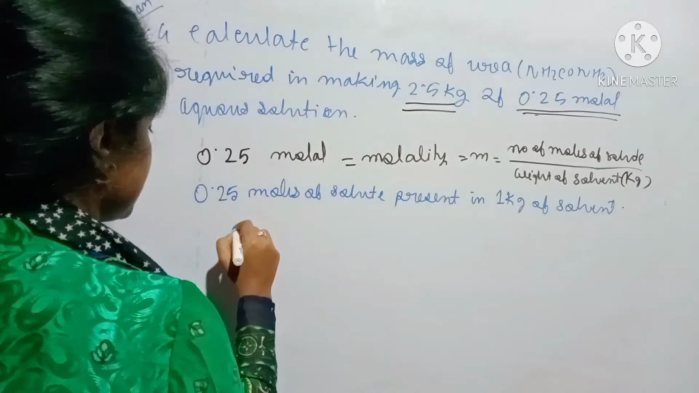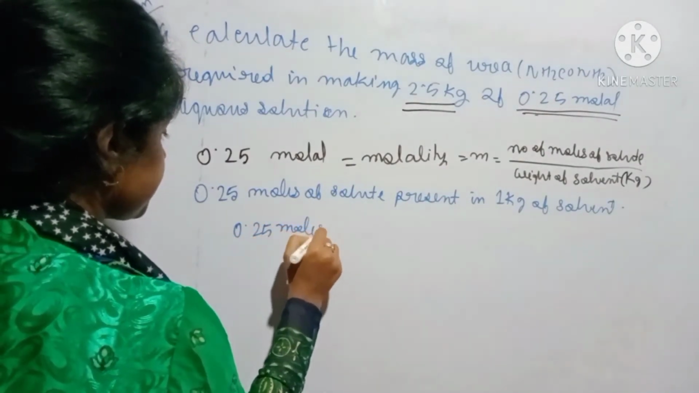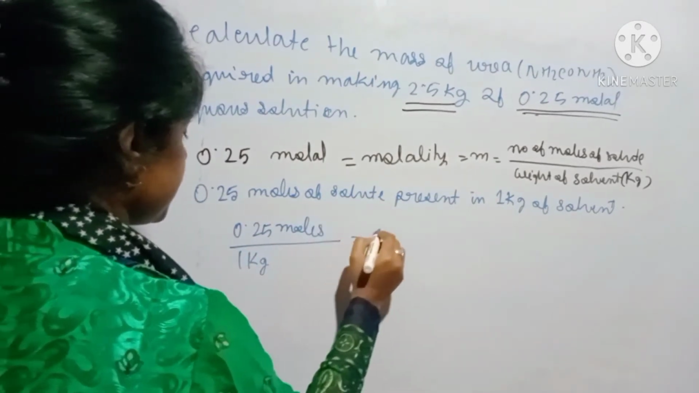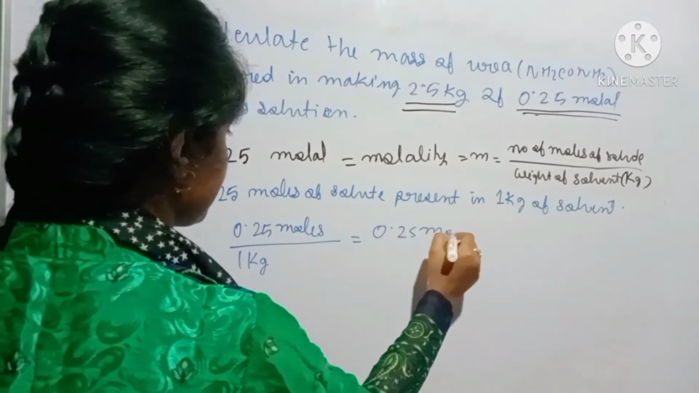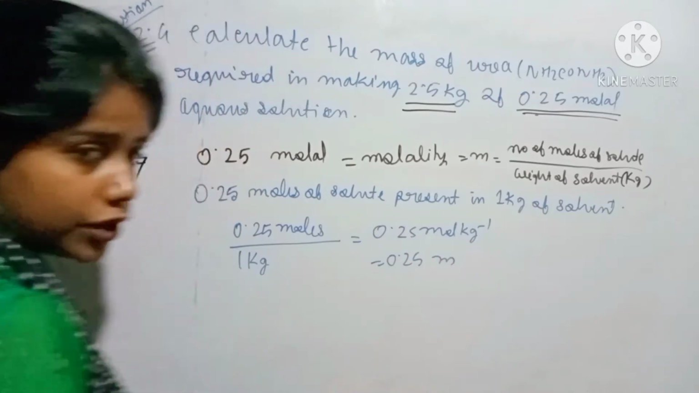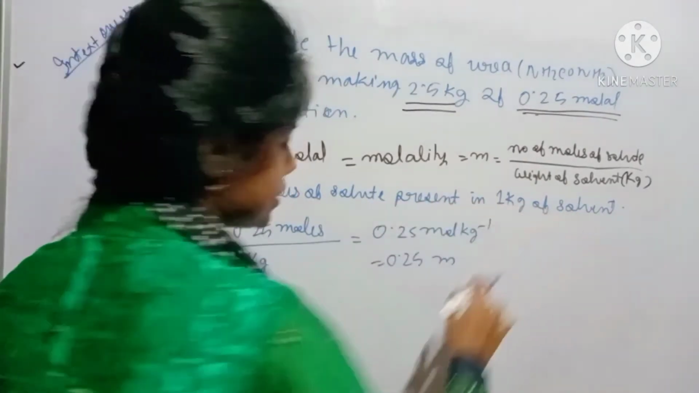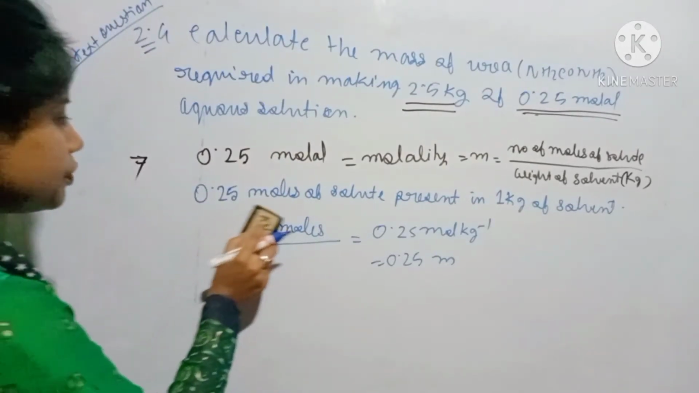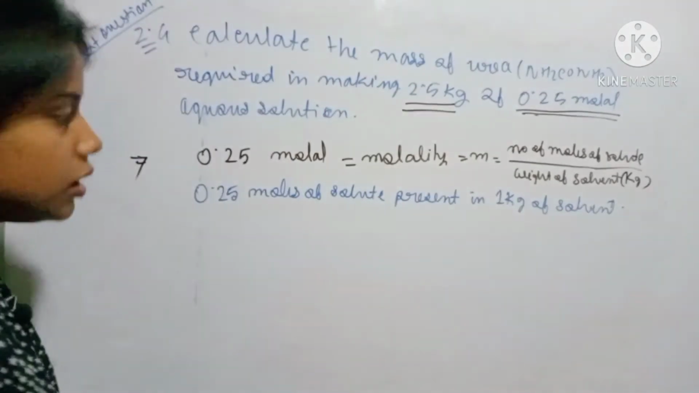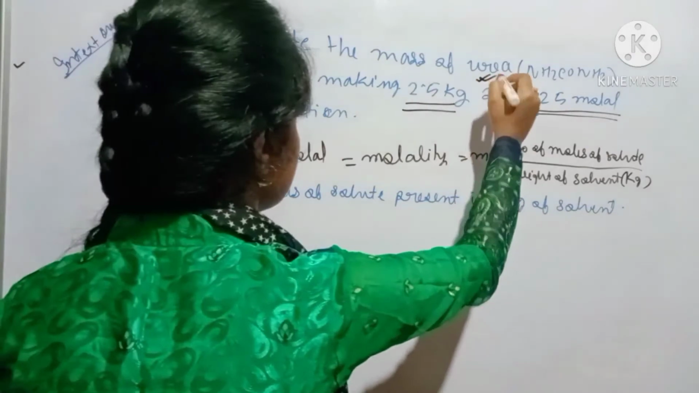See, if I divide 2.5 moles per kg of solvent, then we get 5 mole per kg. Mole per kg means m. So from this we know that 0.25 mole is present in 1 kg of solvent. So what is the solute here? Here the solute is urea.